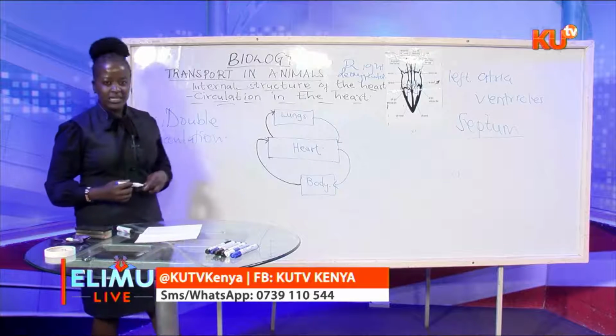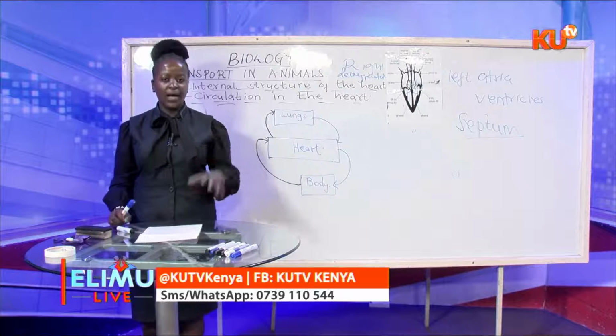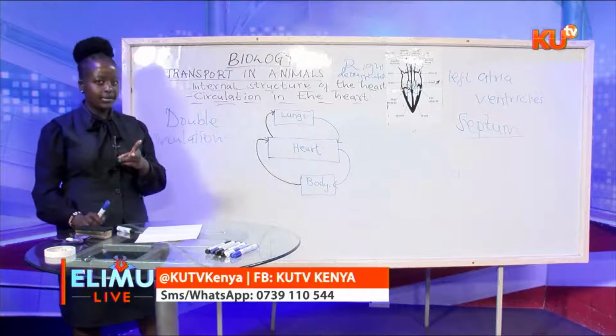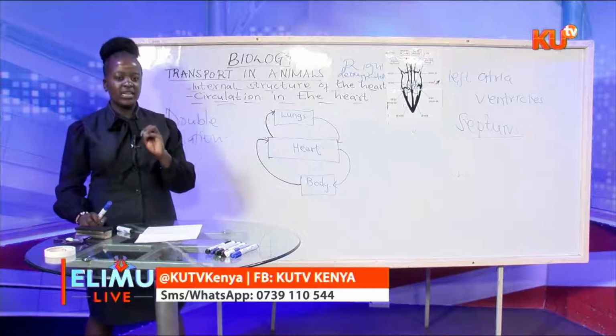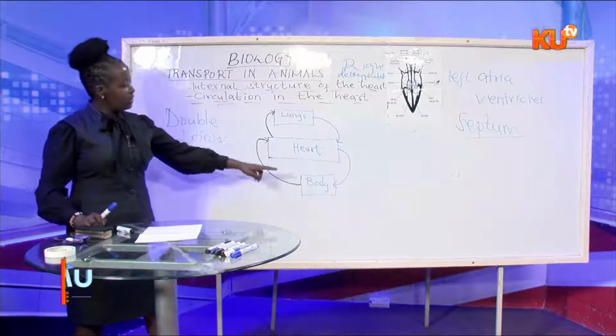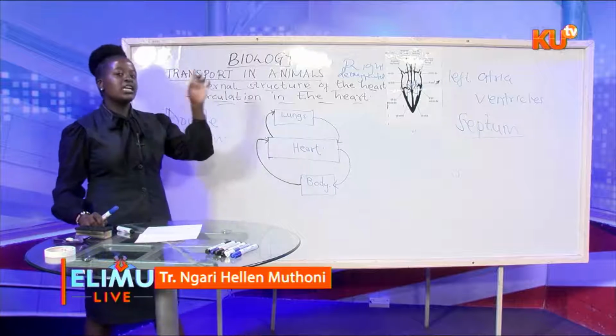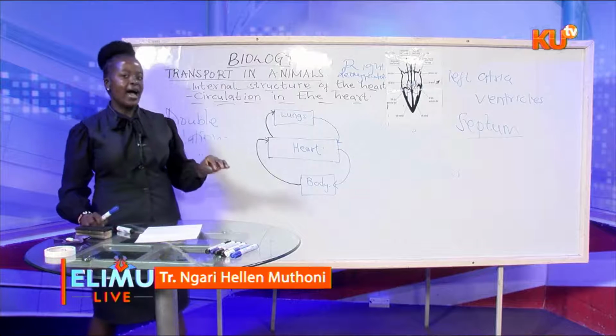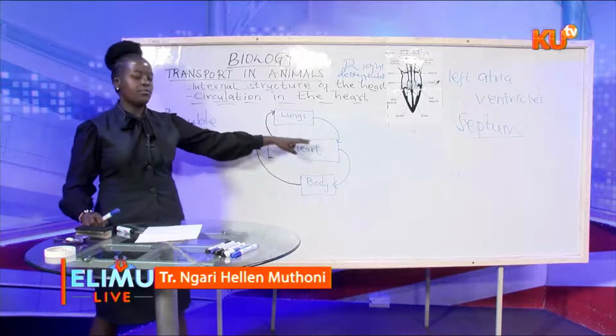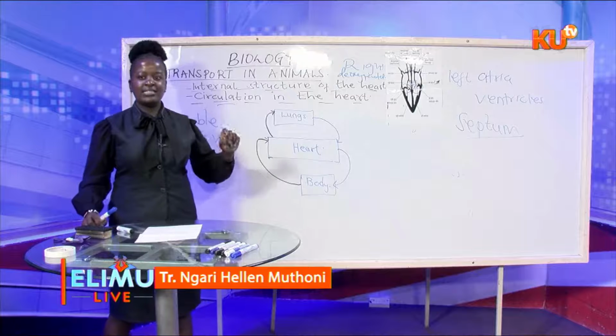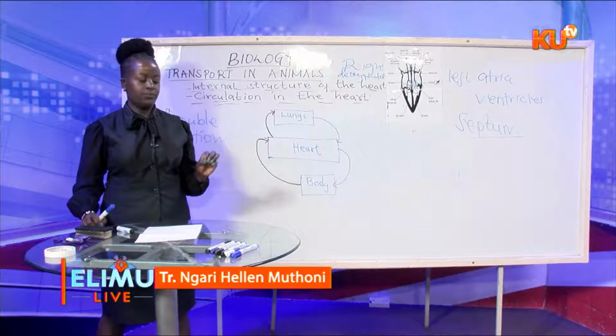It is the process that blood passes through the heart twice for every complete circuit. Blood will pass through the heart the first time from the body, then it will also pass through the heart the second time from the lungs. So that is double circulation.